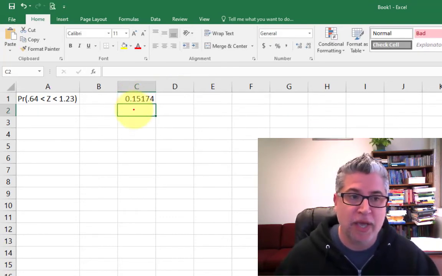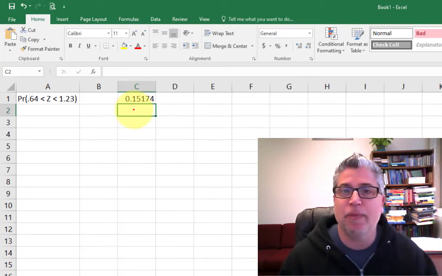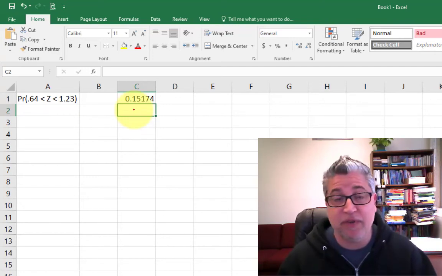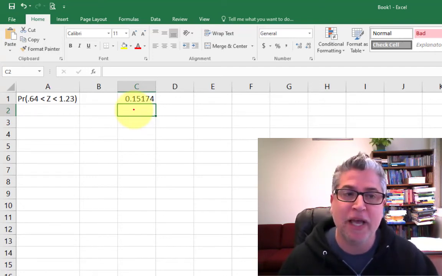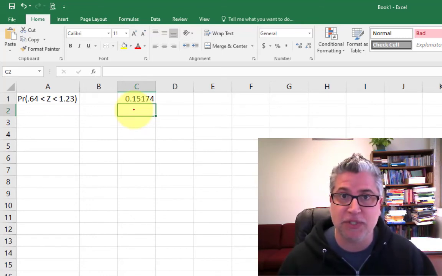Subtract those two and we get 15%. This also made sense given how we drew our graph. We knew it was going to be some number, it had to be less than 50%. We don't know much more about that, but at least we did get a number that was less than 50%.